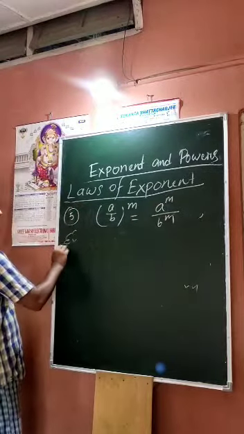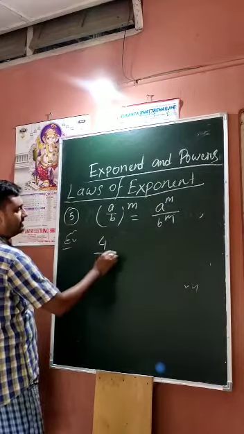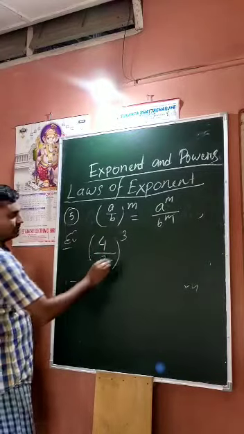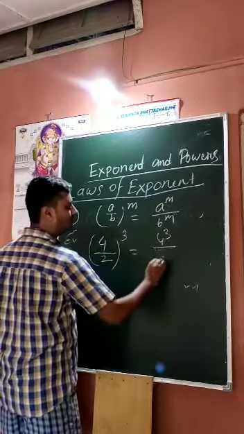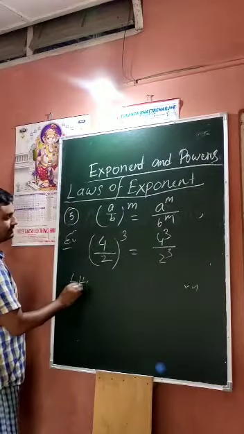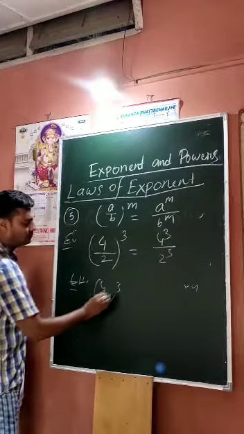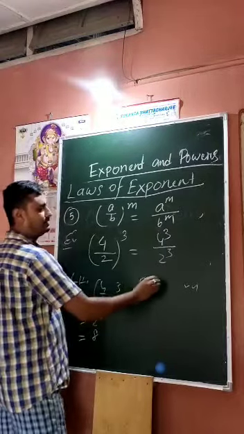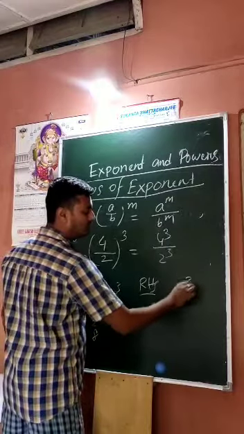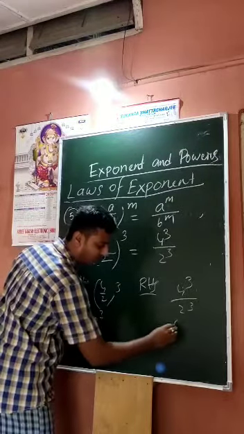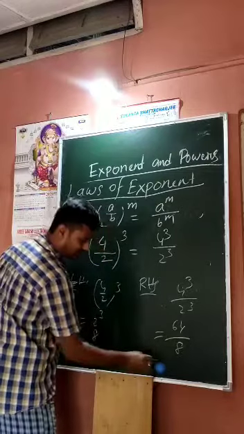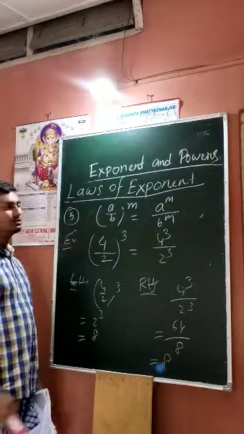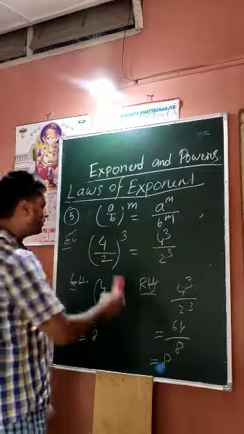You can take again some example. Suppose a is 4, b is 2, and the power is 3. On the left hand side, 4 by 2 whole cube. 4 by 2 means 2, and 2 cube means 8. On the right hand side you can take 4 cube divided by 2 cube. 4 cube means 64 and 2 cube means 8, so 64 by 8 is 8. So left hand side and right hand side are equal. So (a/b)^m is equal to a^m divided by b^m.